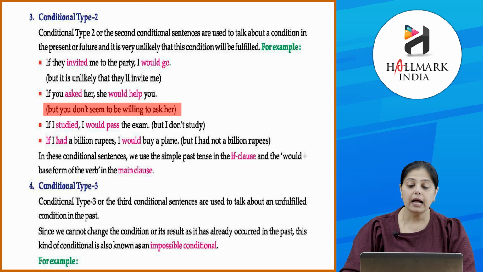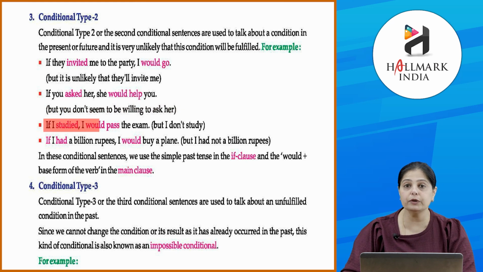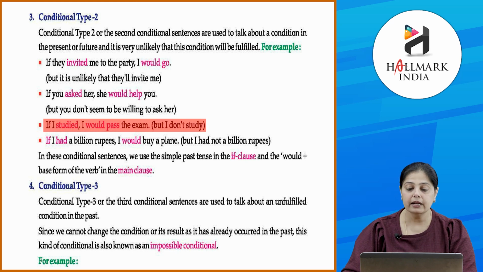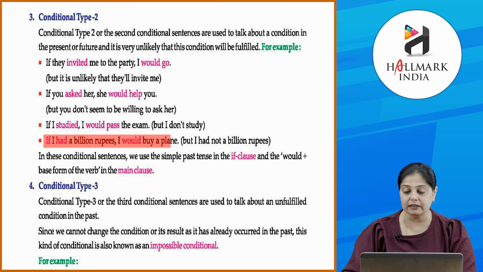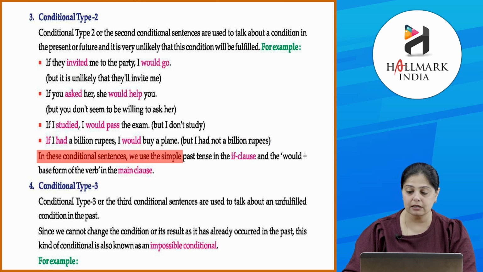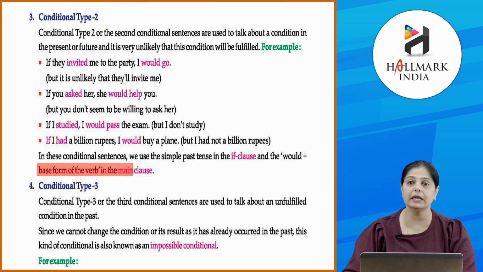Okay. If I studied, I would pass the exam. But I don't study. Okay. If I had $1 billion, I would buy a plane. But I do not have $1 billion. So in these conditional sentences, we use the simple past tense in the if clause and would plus the base form of the verb in the main clause.